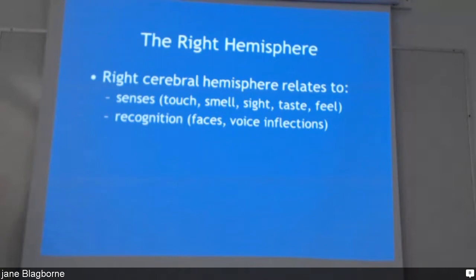The right cerebral hemisphere relates to the senses: touch, smell, sight, taste, feeling, and recognition of face and voice inflections. They also say the right side is dominant in the artistic.